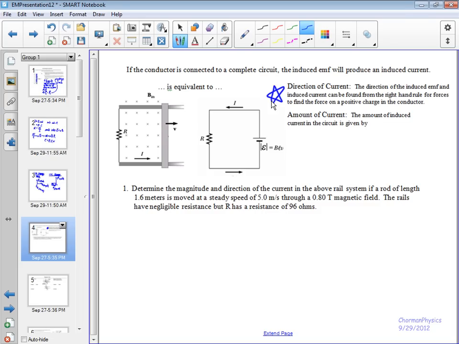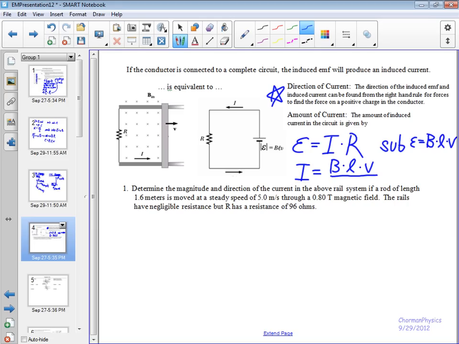So again, that's from the right-hand rule of the forces on positive charge in the conductor. Before, we were looking at the left-hand rule because we wanted to deal with developing that equation for potential difference. The amount of current in the circuit is simply given by the fact that the EMF will be proportional to the current of the circuit times the resistance. So if we solve for the current, we substitute this in for our definition of the EMF generated by a long, skinny conductor in a magnetic field. What we end up with is the current is equal to the magnetic field times the length of the wire times the speed with which it moves divided by the resistance of that wire.